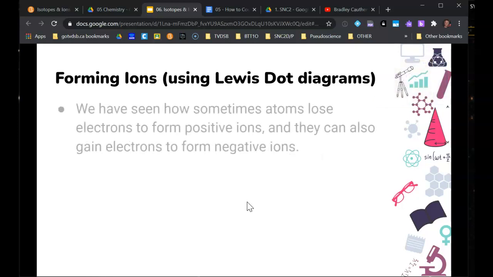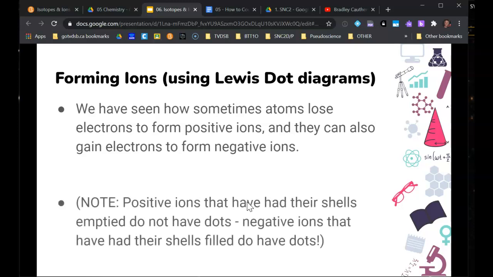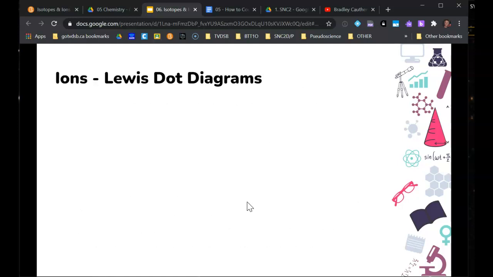All right, so doing that with Lewis dot diagrams certainly makes it easier. We have seen how sometimes atoms lose electrons to form positive ions. They can also gain electrons to form negative ions. A note, positive ions that have had their shells emptied do not have dots. So when we're drawing Lewis dot diagrams, we're actually not going to include the dots when we empty out a shell. So let's look at a couple of examples of what we mean for this.